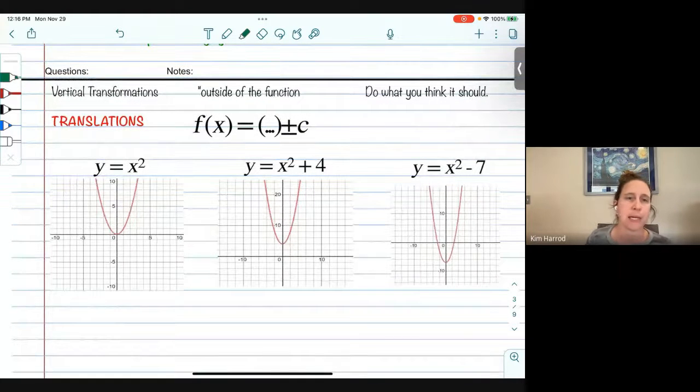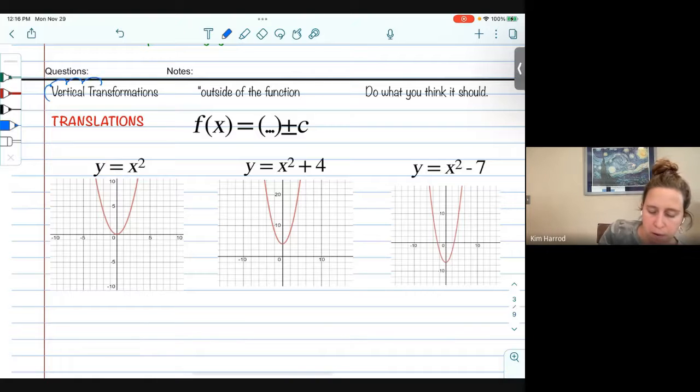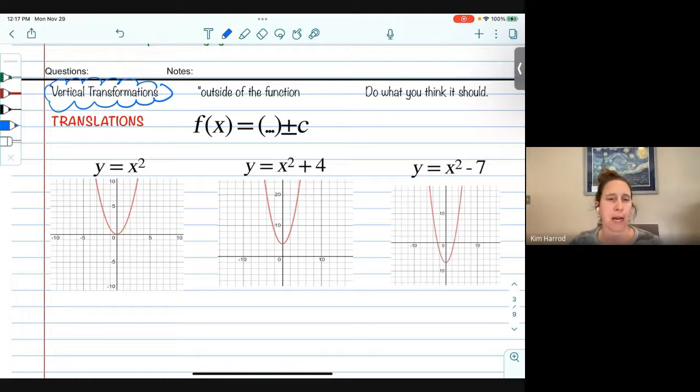So there's going to be 3 slides for each of vertical and horizontal, because, like I said on the first slide, we have translations, we have reflections, and we have stretches and compressions. So there's going to be 3 slides for vertical going through each of those and 3 slides for horizontal going through each of those.